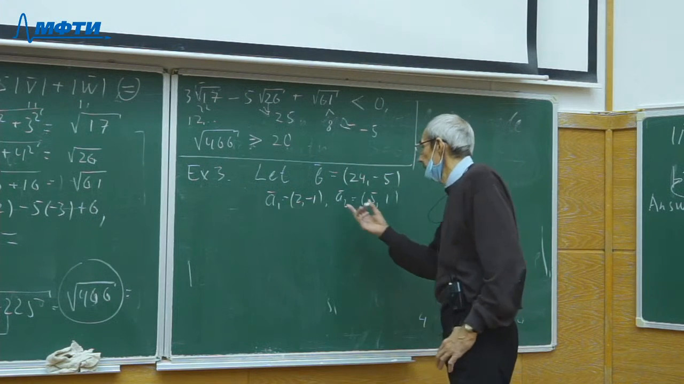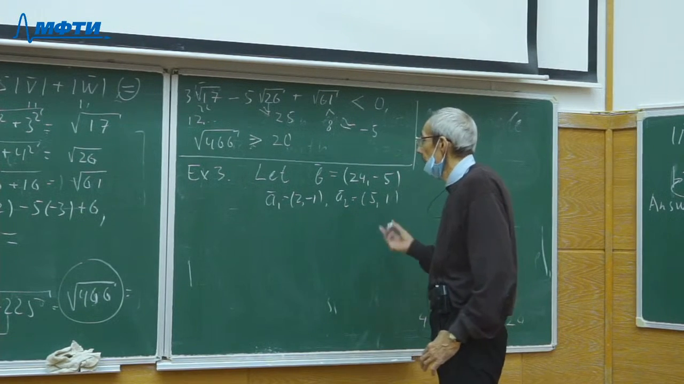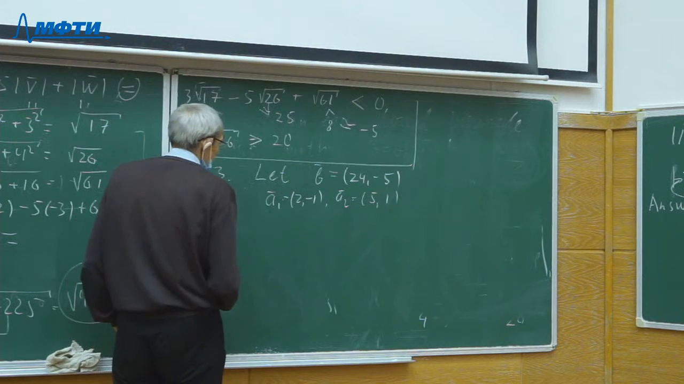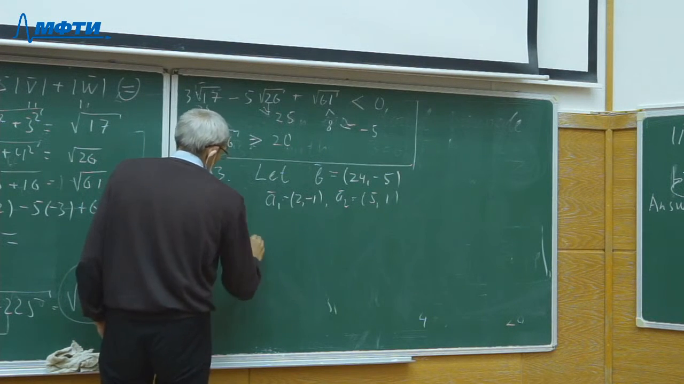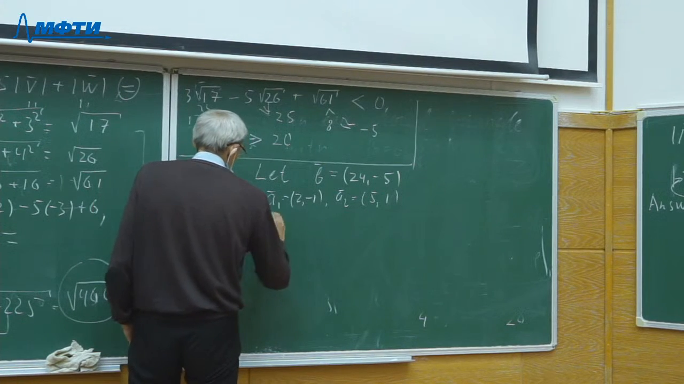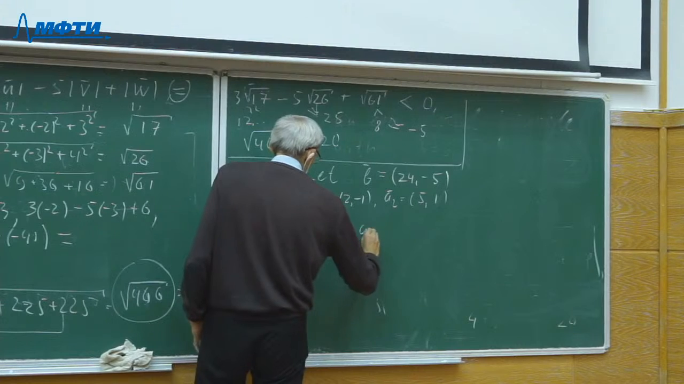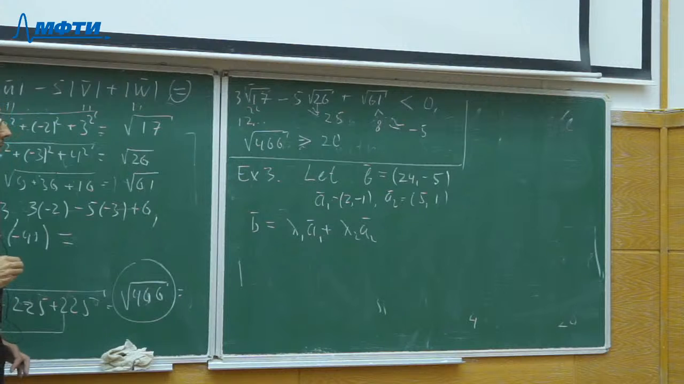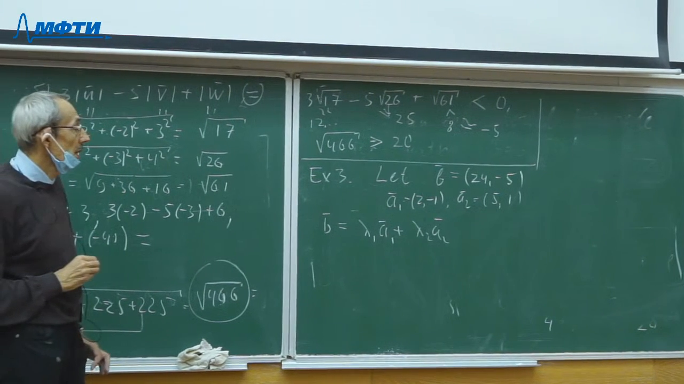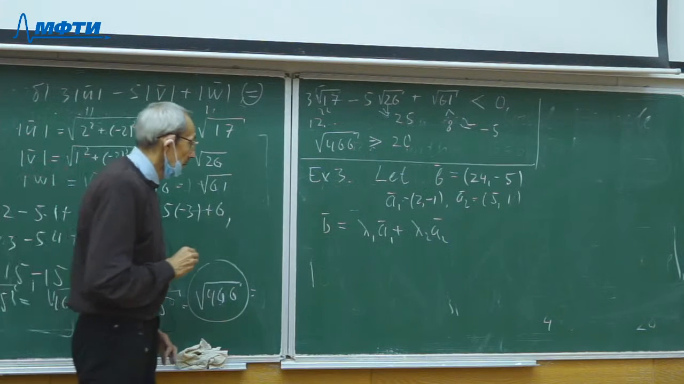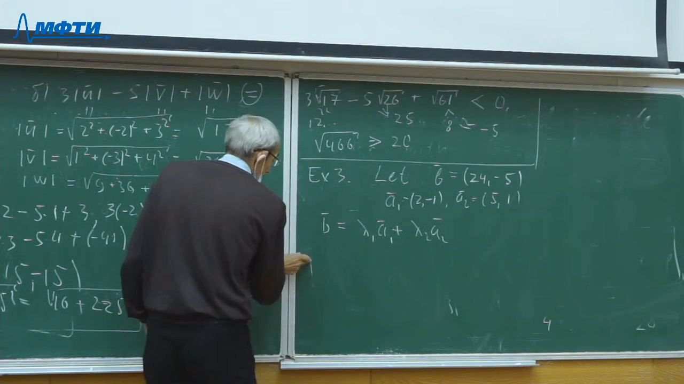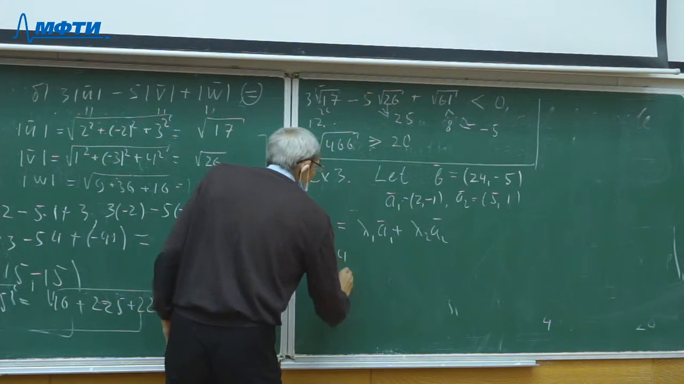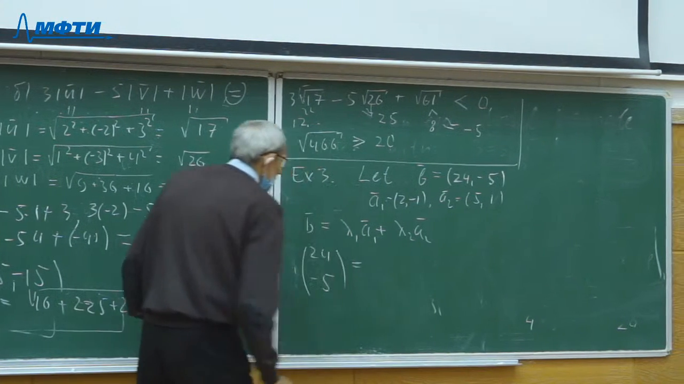And we can express the vector B as a linear combination of these vectors. More precisely, there exist uniquely defined two numbers, lambda 1 and lambda 2, such that B is equal to the linear combination of vectors A1 and A2 with coefficients lambda 1 and lambda 2. We can rewrite this equality in coordinate form, and we obtain the following equality.